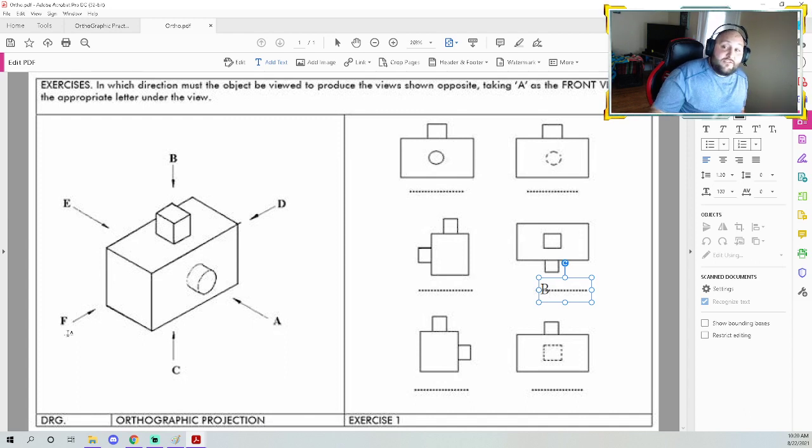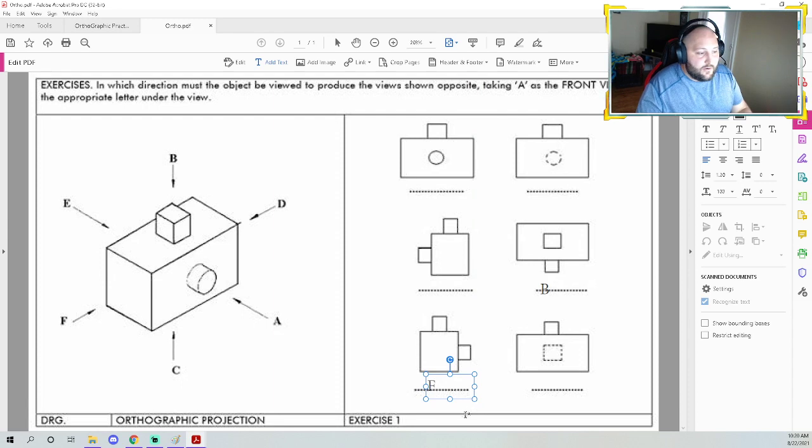So what you have to actually do is imagine yourself standing at these places. If I'm standing here looking, I'm going to see this square. I'm going to see this side of that cube, and I'm going to see this little notch on the right side. So this right here would be our front view, or F.